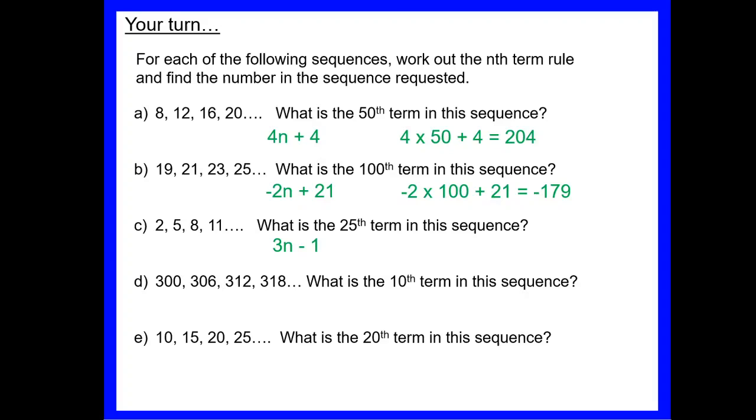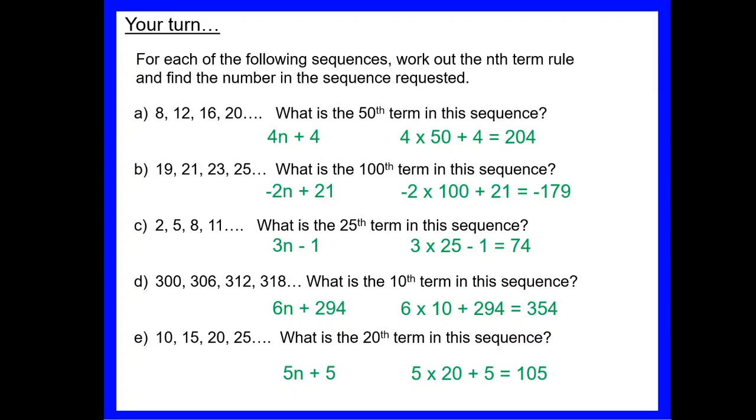For the next one, we've got 3n minus 1 this time. Substitute in 25. 3 times 25 minus 1 is 74. Our next one then, 6n plus 294. We're going to substitute in 10 for n. So 6 times 10 plus 294 is 354. And finally, 5n plus 5. Substitute in 20. We get 5 times 20 plus 5 equals 105.